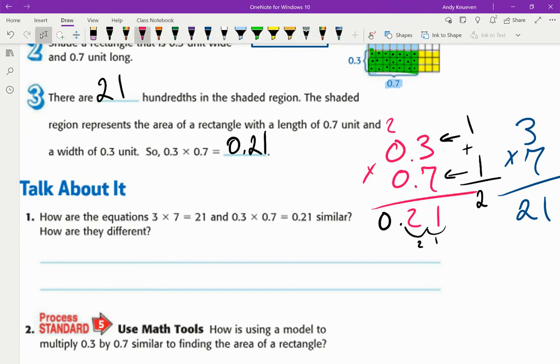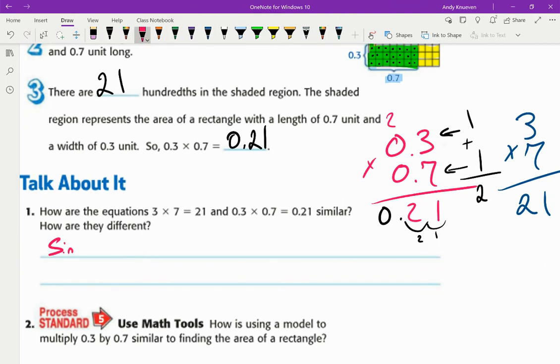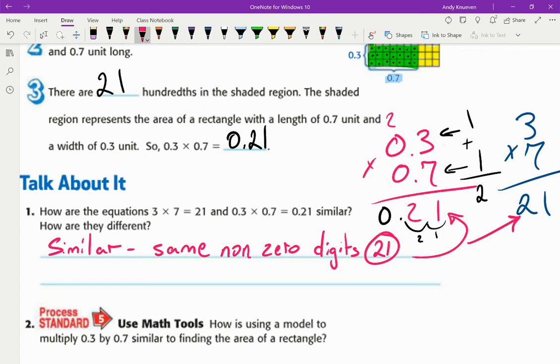Well, they're similar because they have the same non-zero digits, which is the 21, right? I see 21 here and I see a 21 there.